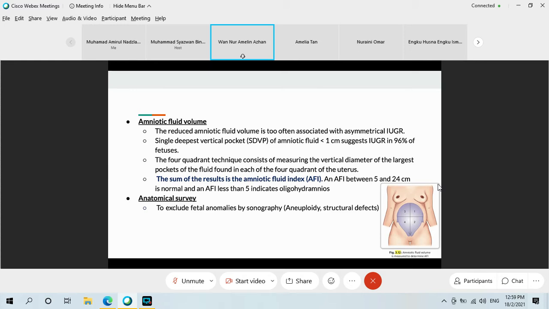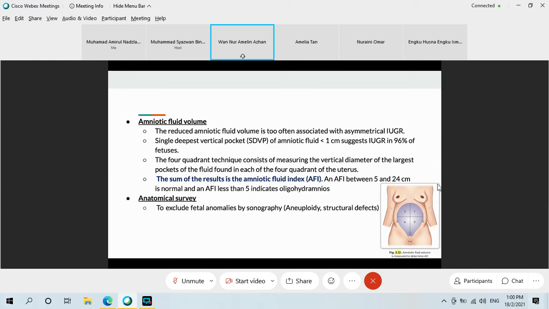Okay, first, the single deepest vertical pocket, SDVP, of amniotic fluid less than 1 cm suggests IUGR in 96% of fetuses. Okay, look at the picture. The 4-quadrant technique consists of measuring the vertical diameter of the largest pockets of fluid in each of the 4 quadrants of the uterus. The sum of the results is the AFI, which is amniotic fluid index. And AFI between 5 and 24 centimeters is normal, and AFI less than 5 indicates oligohydramnios.